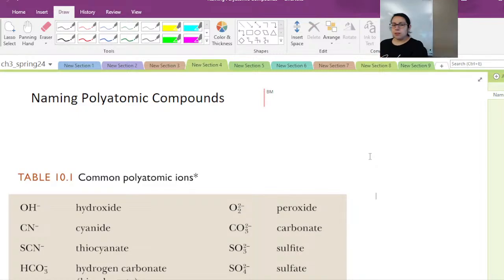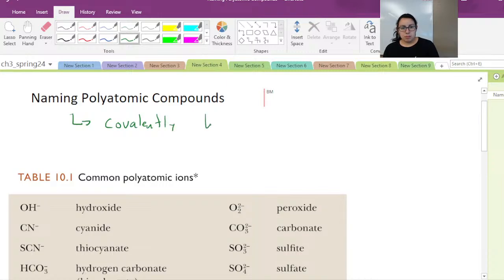And so you can use other lists. And so let's just define what a polyatomic ion is. So a polyatomic compound is a compound that is covalently bonded but has an overall charge.